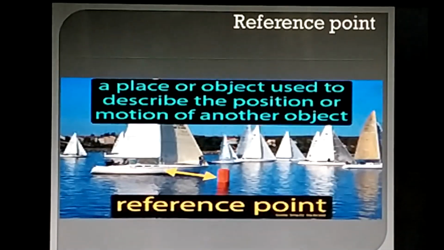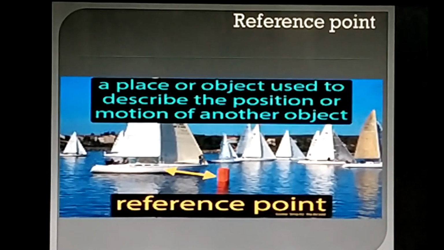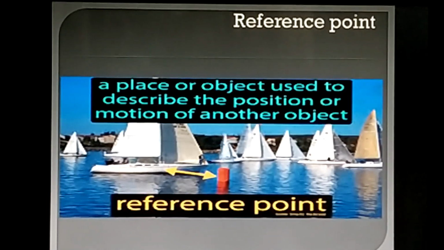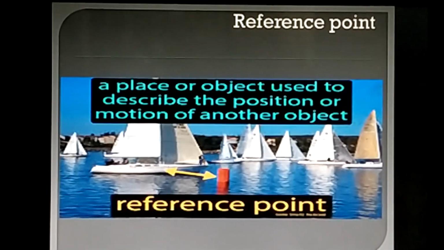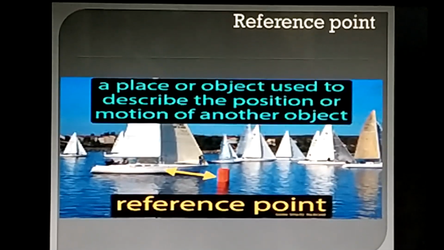So first I am taking the reference point. A reference point is used to tell us about the state of any object, whether the body is in motion or in a resting stage. तो जो भी हमें describe करना है तो उसके लिए we need a reference point. It can also be defined as a place or object used to describe the position or motion of another object.